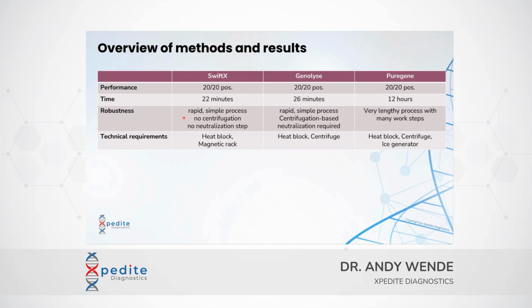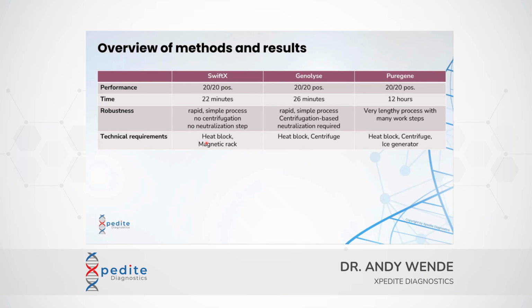Also in terms of robustness, these two processes, these point-of-care suitable extractions like SwiftX and Genolyze, are very, very simple and rapid. The big advantage of SwiftX is it doesn't need any centrifugation and it doesn't need a neutralization step in most of the protocols. Whereas obviously PureGene is very, very lengthy and it has a lot of work steps in between. It is a method that you can do in a central lab, but is nothing that you would want to do in a field.